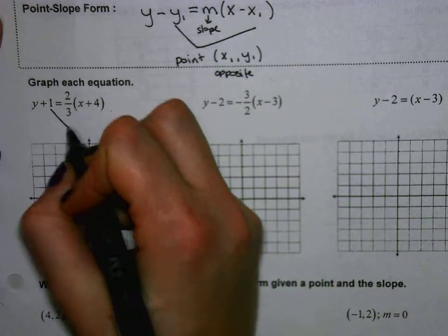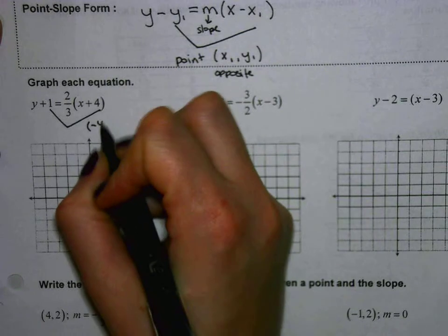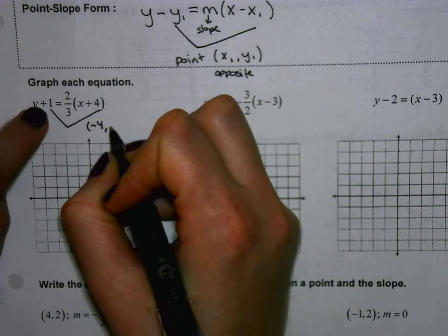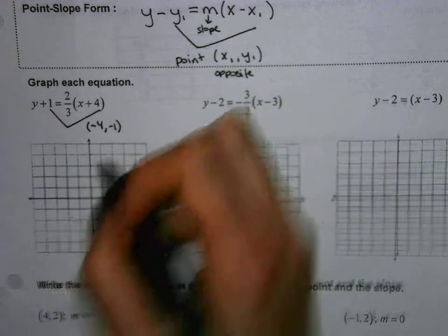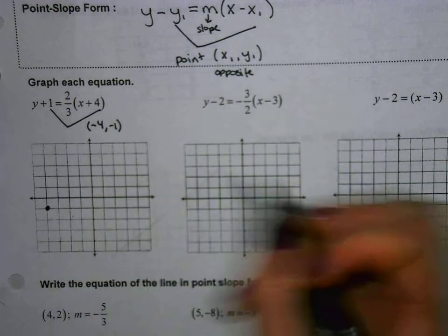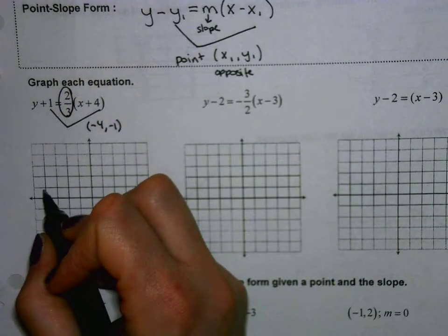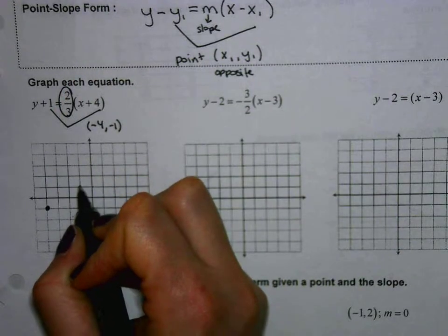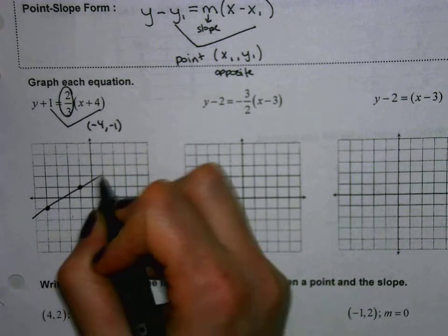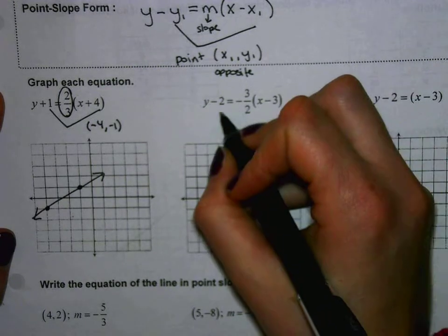So we know, looking at this, our point is going to be a -4, -1. So we can plot that point, -4, -1. And we know our slope is 2/3. So we're going to be going up 2, to the right 3. So there's graphing our equation in point slope form. So let's look at another example.